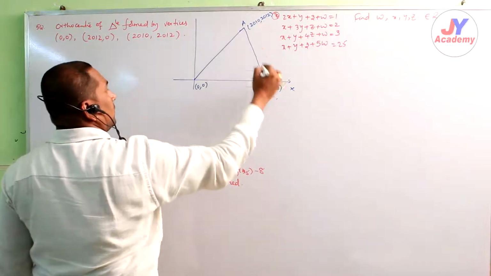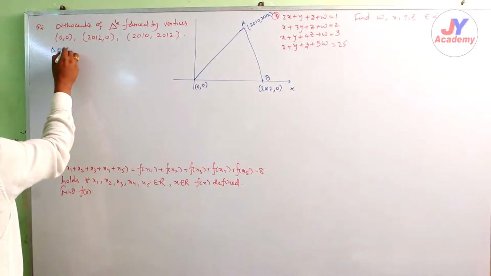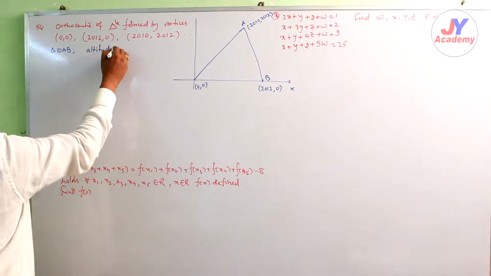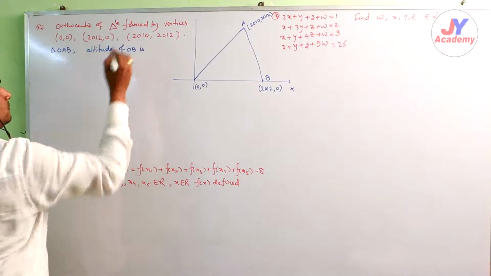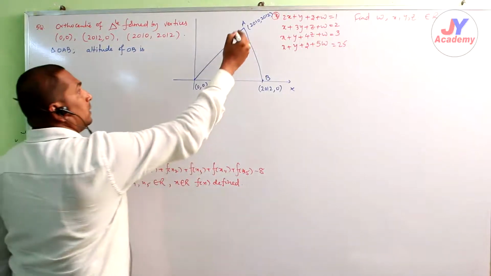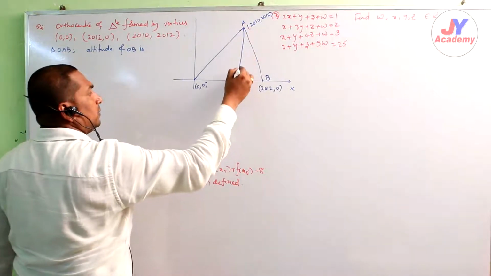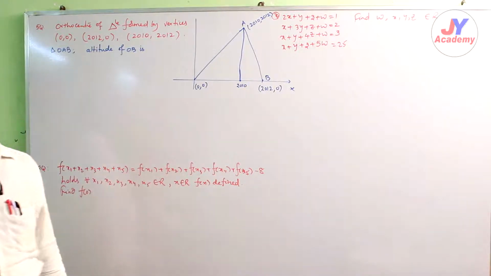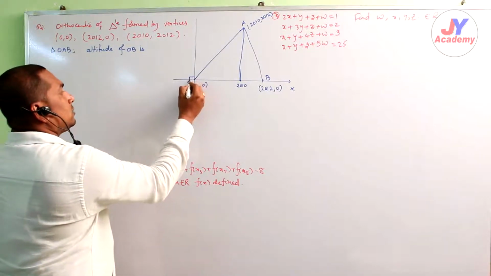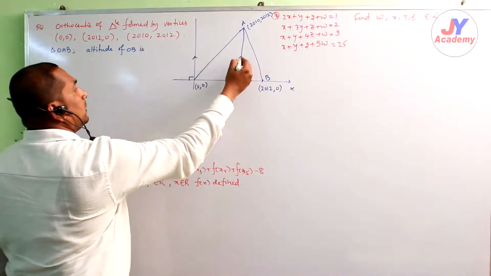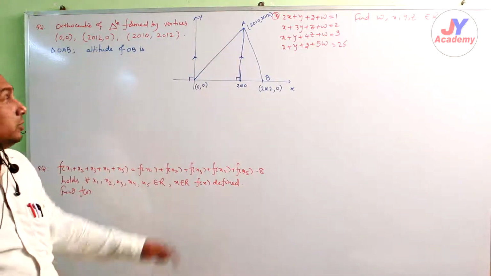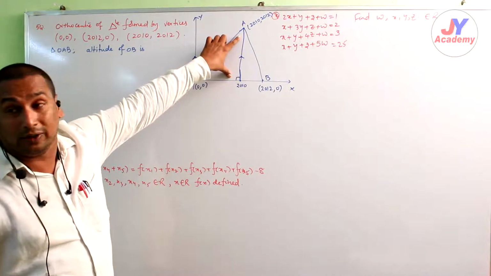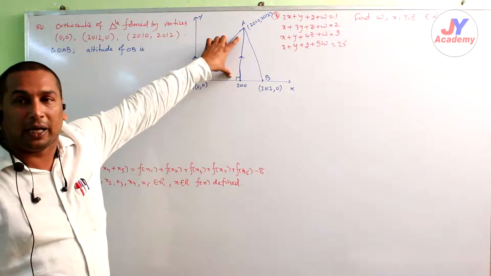Okay. So triangle OAB. Altitude to OB is, this is the altitude to OB. This is 2010. See, this is perpendicular and it is perpendicular. So these two are parallel. Who is this? Y axis. So this altitude is perpendicular to the x axis, parallel to the y axis.